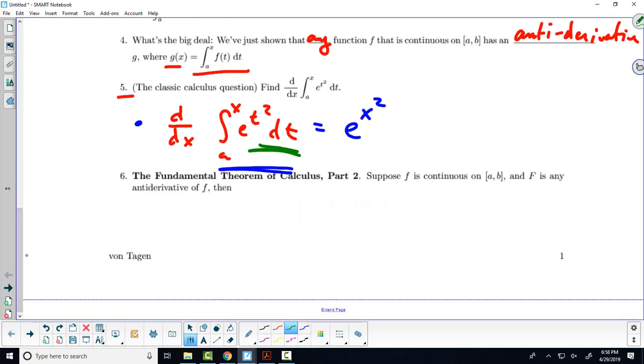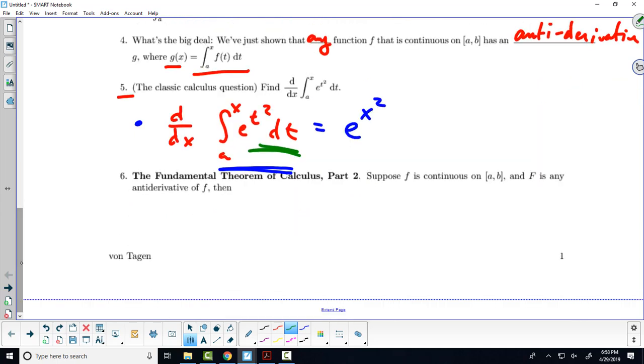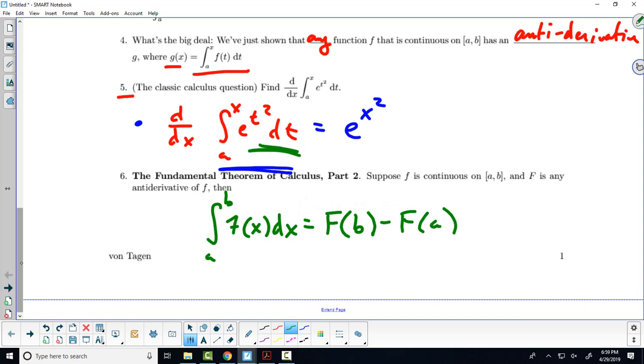The more practical version of the Fundamental Theorem of Calculus, and I would agree with you, that's exciting, right? g prime of x equals f of x. It doesn't feel very life-altering. The more practical version is Part 2, which says if we want to evaluate this definite integral right here, as long as f is continuous, what can we do? Well, we just take any antiderivative of little f, and we evaluate it at the two endpoints.